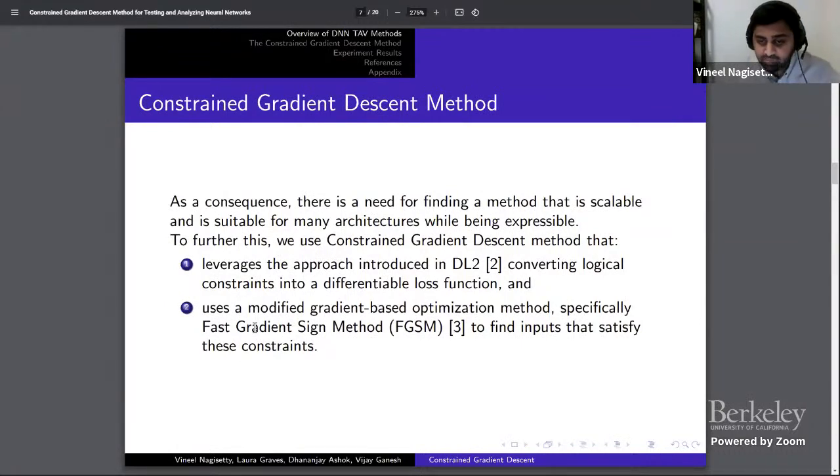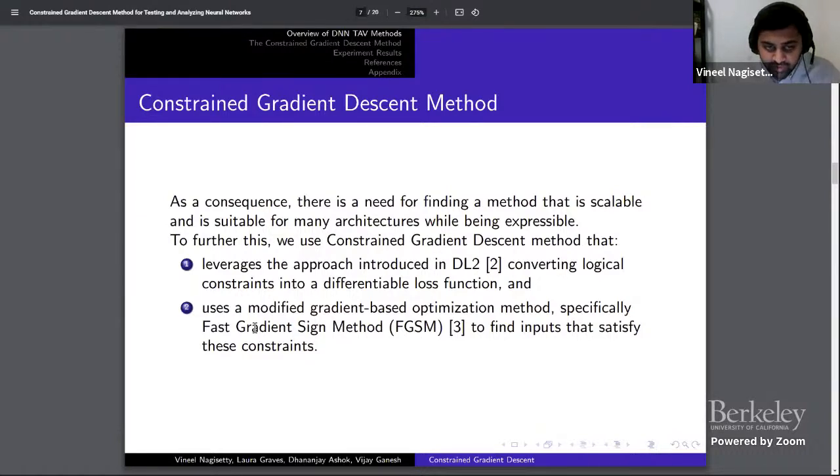The first one is this approach introduced by Mark in their work, Deep Learning with Differentiable Logic, that converts these logical constraints into differentiable loss. So we've got our own implementation of that, and we've encoded different kinds of constraints in addition. And two, we're using a modified gradient-based optimization method, specifically the modification of the fast gradient sign method by Goodfellow et al., in order to find inputs that satisfy these constraints.